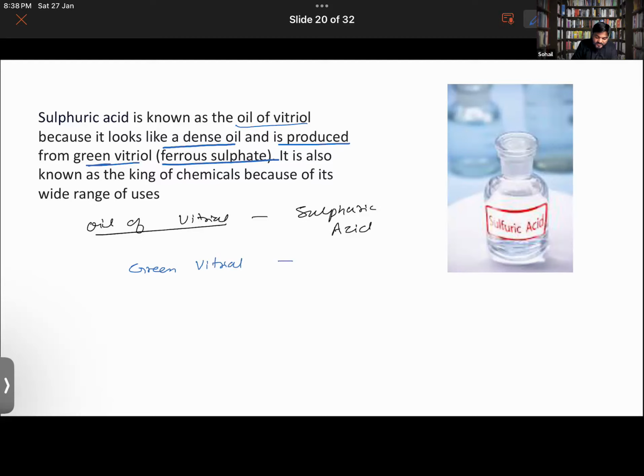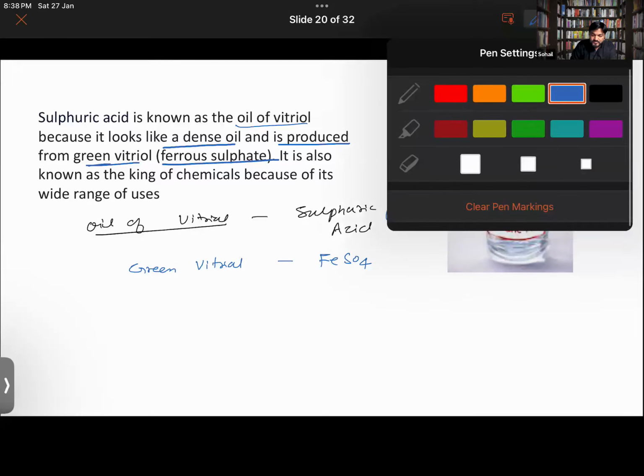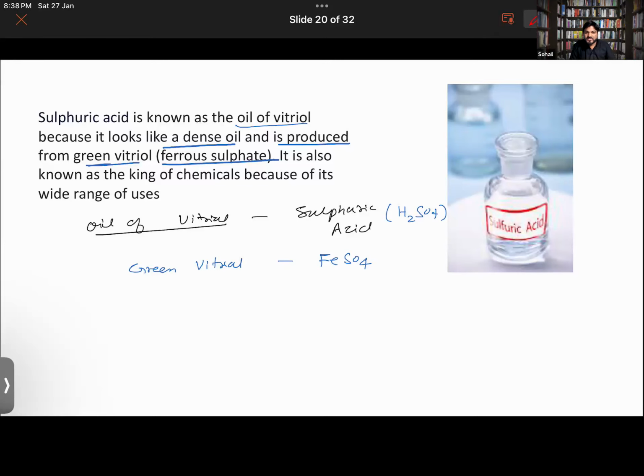And green vitriol is basically ferrous sulfate, that is FeSO4, and this is H2SO4. Sir, and it is FeSO4? Yeah, ferrous sulfate. Both have similar number of radical charges on them, so thereby it is FeSO4.